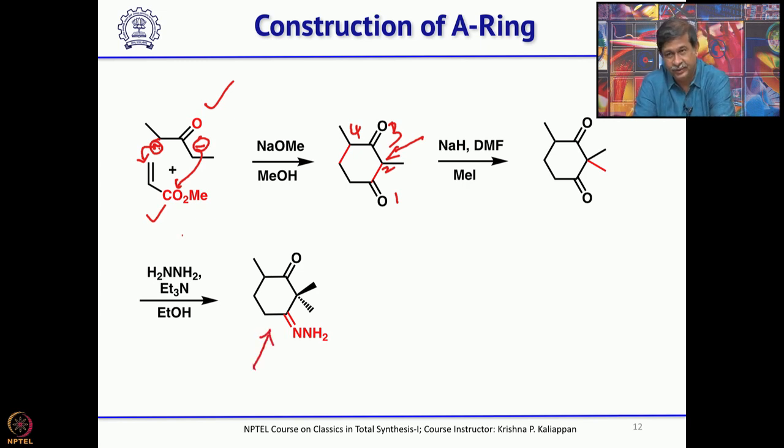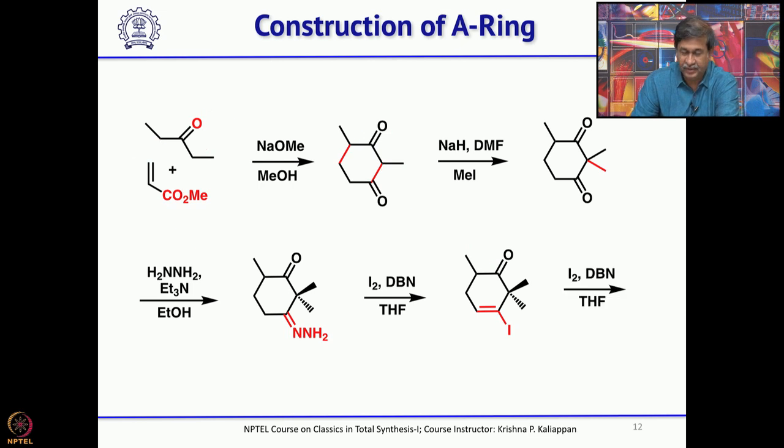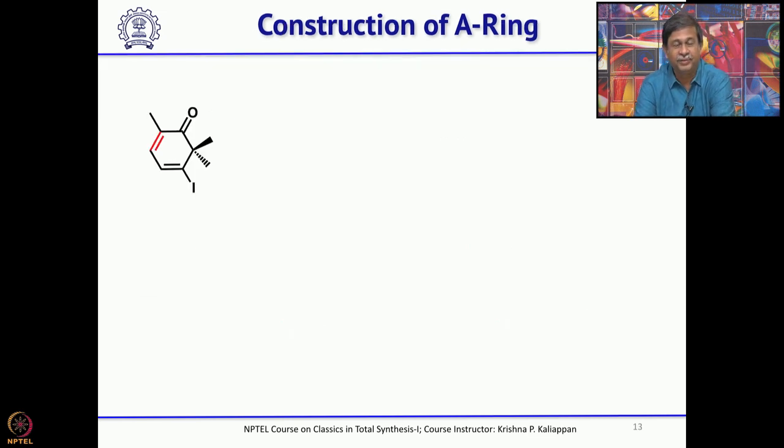So it is well known, if you have a hydrazone and then treat with bases like DBU or DBN and iodine, it will form the corresponding vinyl iodide. So that is what he did. But what happened when he treated with excess iodine and DBN? One more iodine was introduced at this carbon, followed by elimination, so you got another double bond. Two double bonds were formed.